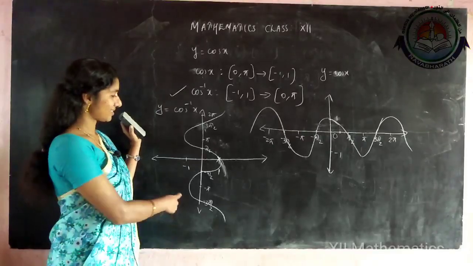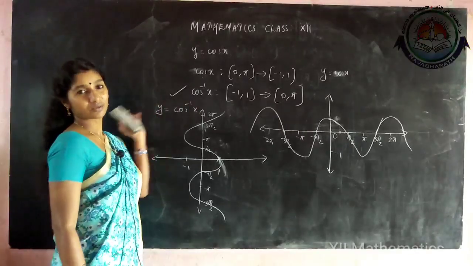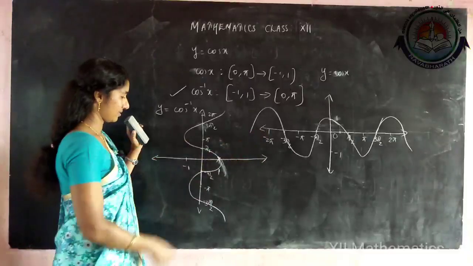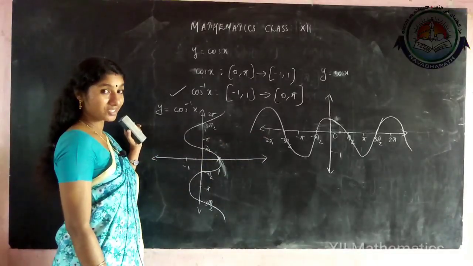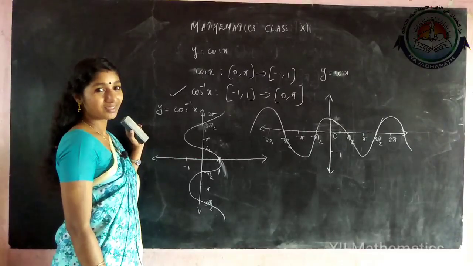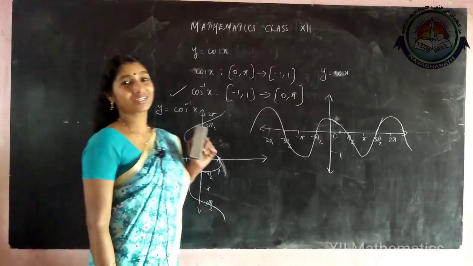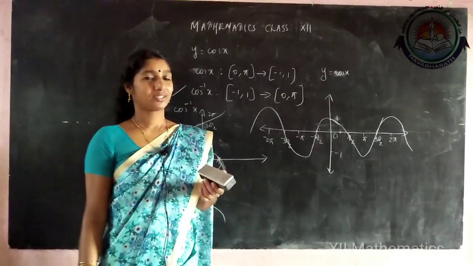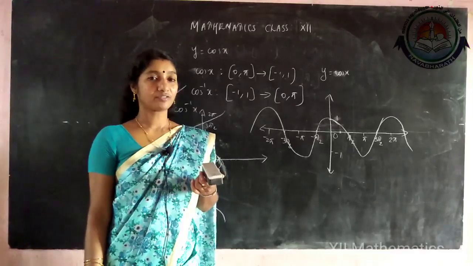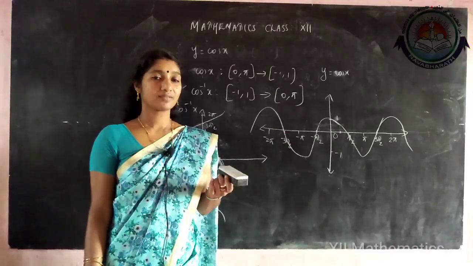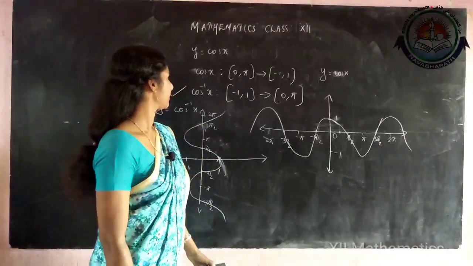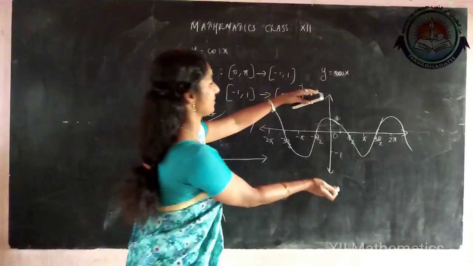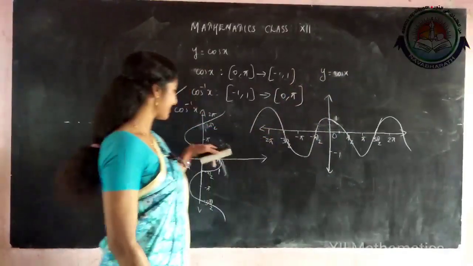Clear? This is the graph of cos inverse of x. That is cos x, this is cos inverse of x. Mirror image, reflection along y equal to x. That is told. Inverse function's graph means the original graph's reflection along y equal to x. Or take this one like this, then you will get this graph.